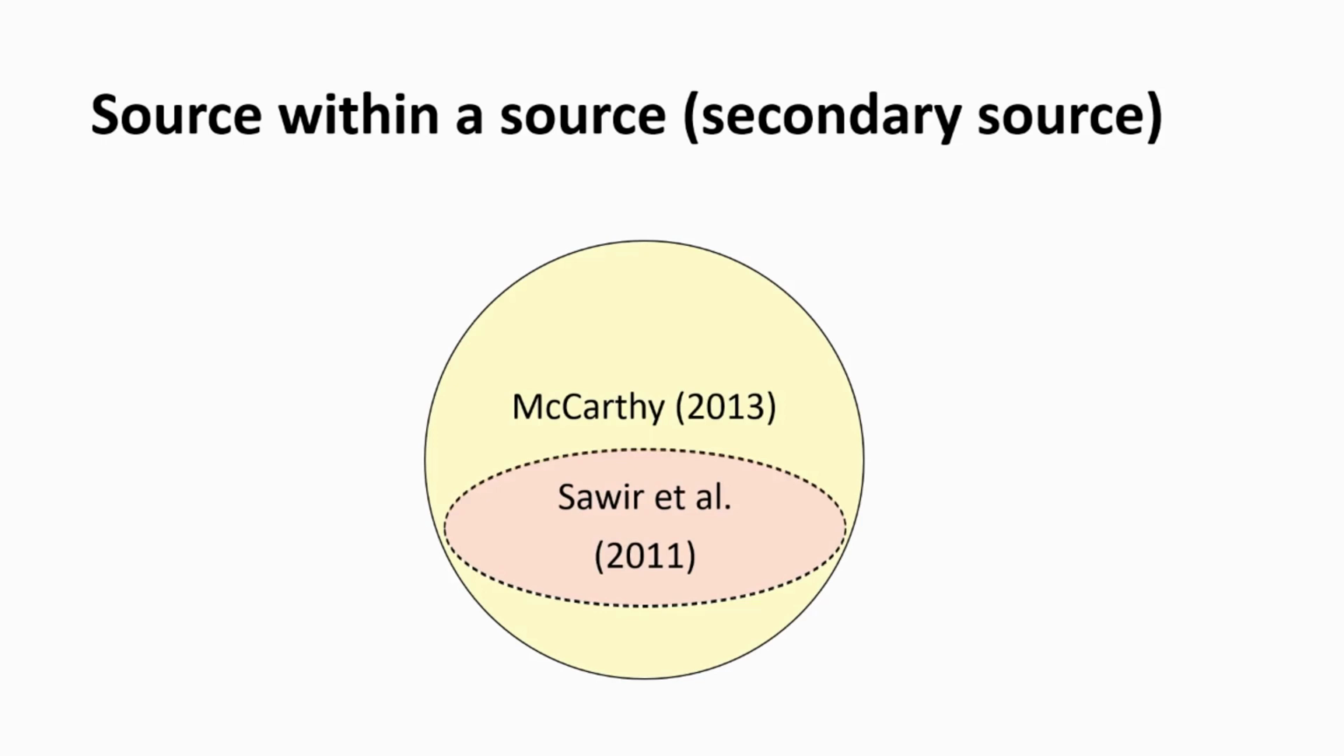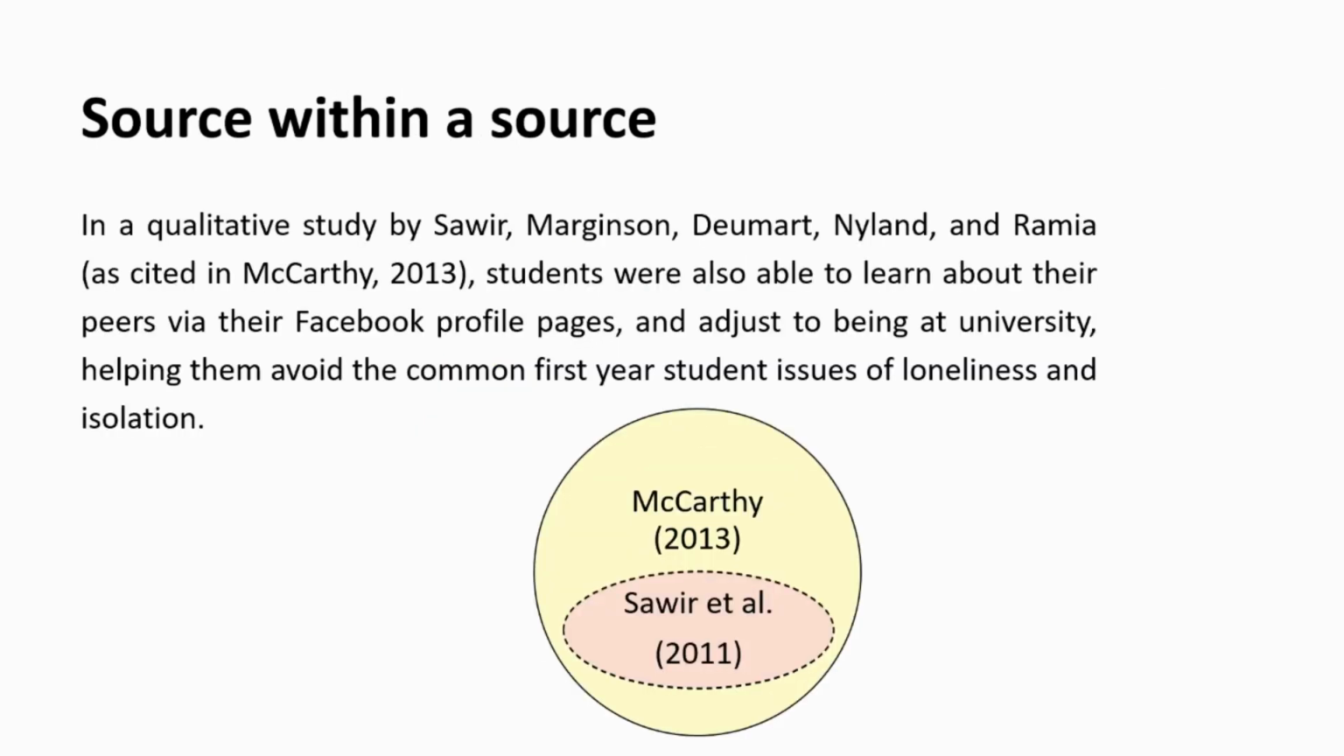Sometimes you might want to refer to a source within a source that you're reading. Say, for example, you're reading an article by McCarthy, and he refers to the research of Sawir et al. And you want to include this in your assignment, but you can't access the original work. Mention the type of source it is, in this case a qualitative study, and include the original authors without the year. Then in brackets, put as cited in, followed by the author and year of the source you actually read. On your reference list, you would only include the details for McCarthy.